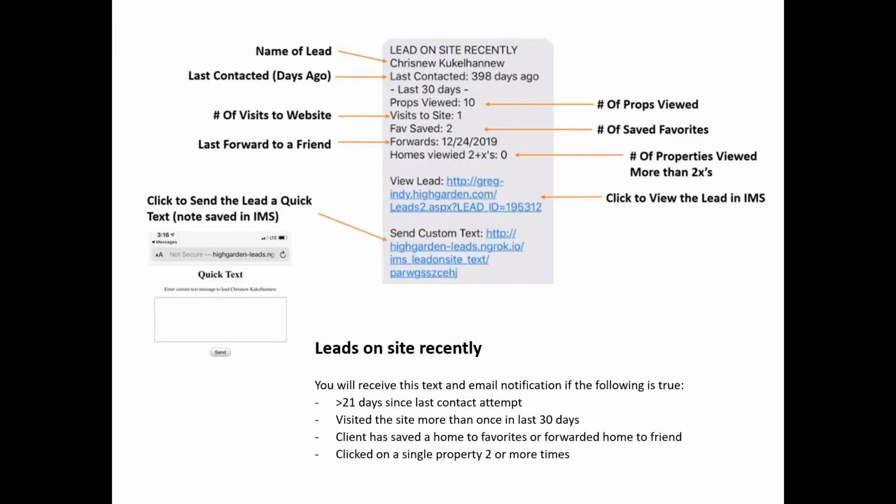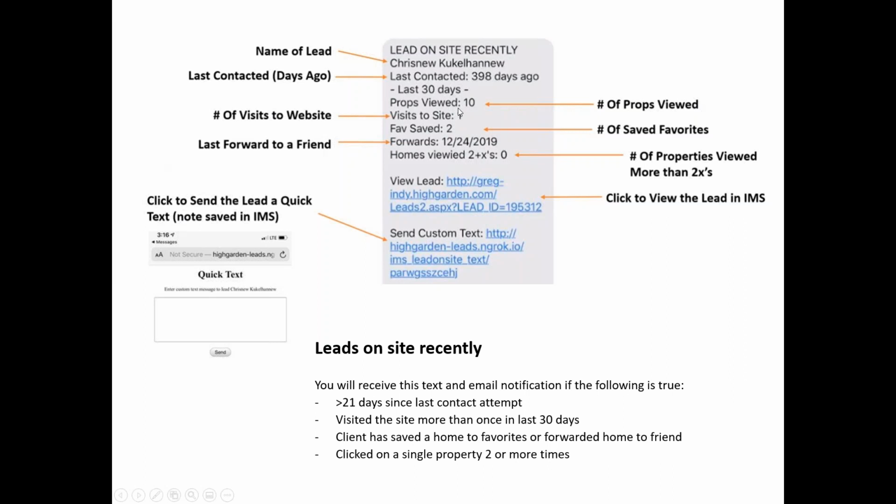Another type of notice you're going to be getting from the system is leads on site recently. Notice how it gives you the name of the lead, the last time you contacted them, a bunch of other information here, number of properties they've saved, things like this, and then it gives you a couple different options. You can actually send a customized text. You click this link and up pops a box where you can fill in a message and send a text, and it gets recorded in the lead for you. So it makes it a little bit easier doing it right from the text that you receive.